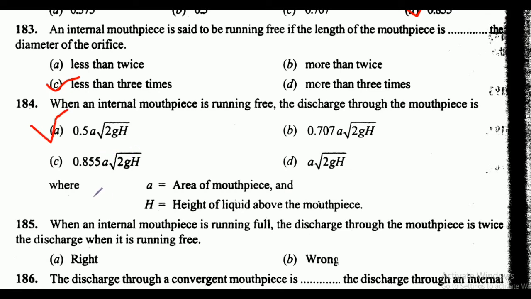Next is: when an internal mouthpiece is running full, the discharge through the mouthpiece is twice the discharge when it is running free. Is it right or wrong? So here, friends, this statement is wrong. So here the correct answer is option B, that is wrong.